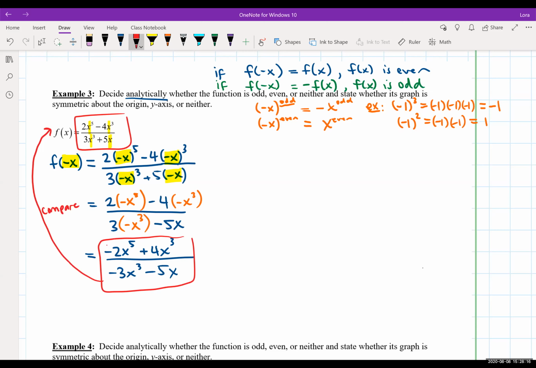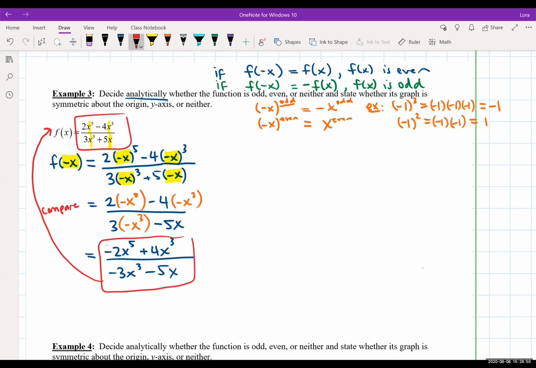Now, the idea is for us to understand, well, right now it doesn't look exactly the same as the original function. We don't want to rule it out yet, because when you have rational functions, factoring out a negative 1 from the numerator only, or from the denominator only, or taking care of this all at once, factoring a negative 1 out from the numerator and out from the denominator, sometimes you run into cases where you could end up getting the same function back or the opposite of the function.